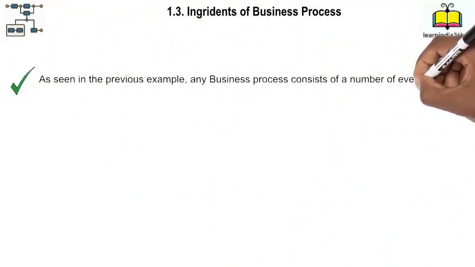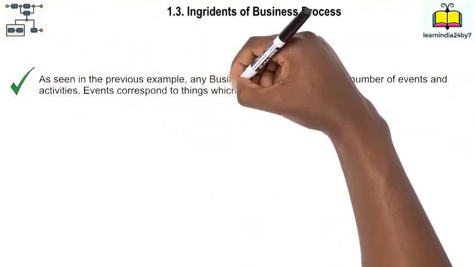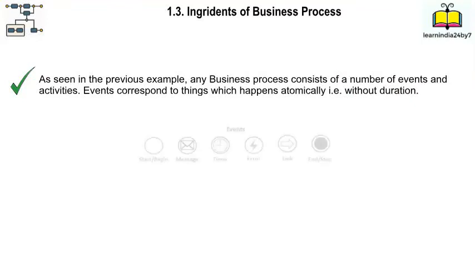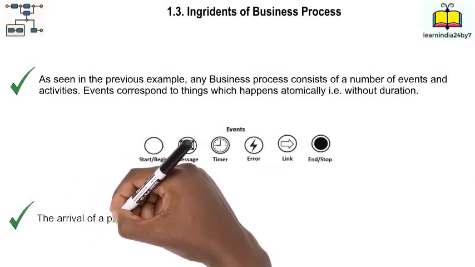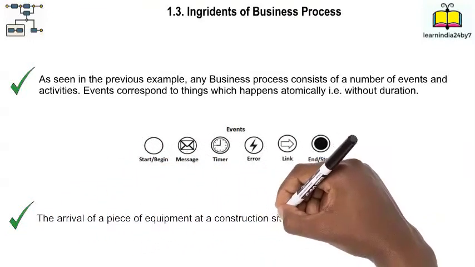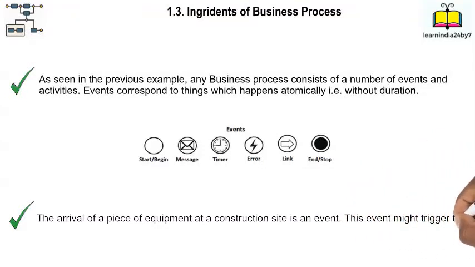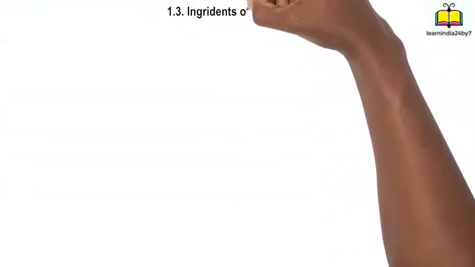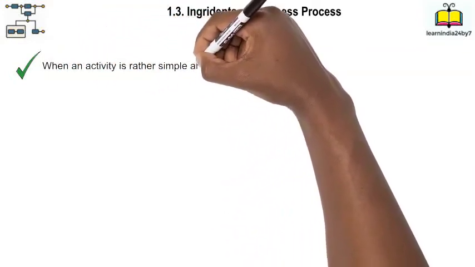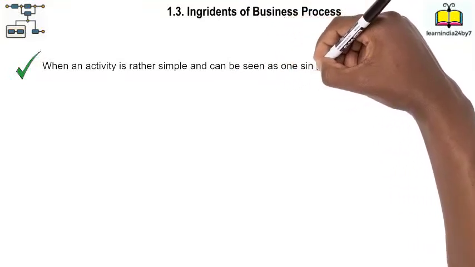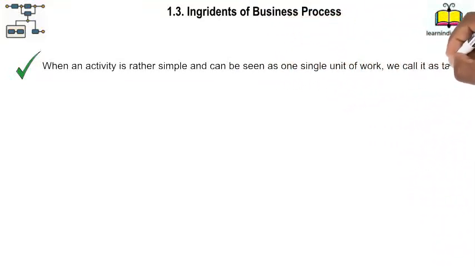As seen in the previous example, any business process consists of a number of events and activities. The arrival of a piece of equipment at the construction site is an event, and this event might trigger the execution of a series of activities. When an activity is rather simple and can be seen as one single unit of work, then we call it a task.